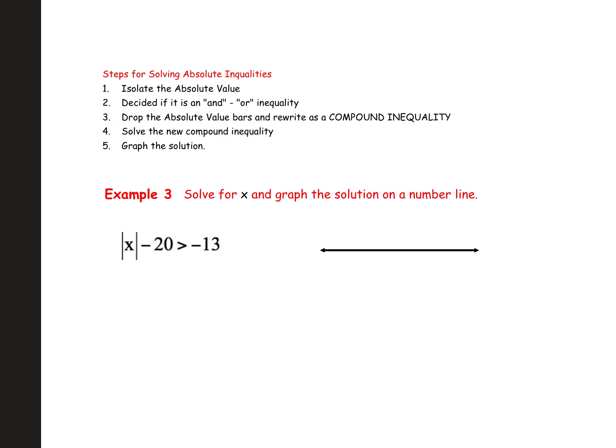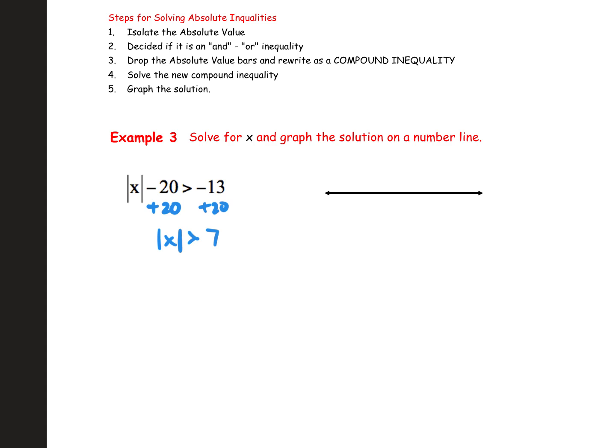So this still follows the exact same steps we talked about before. Things like you need to work at isolating your absolute values. So again, I have to move this 20 to the other side. My absolute value of x is greater than, and I have a -13 plus 20 would be a 7. Now that the absolute value is isolated, I can decide if this is supposed to be an and versus an or. So this is an absolute value is greater than a 7, so this should become an or.